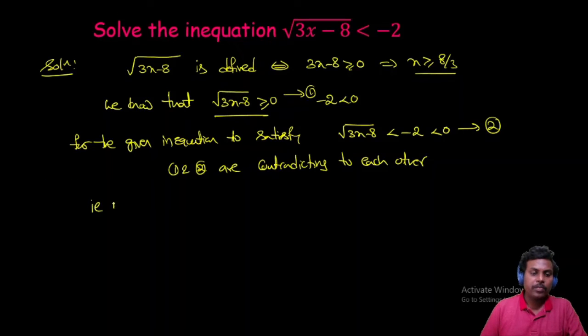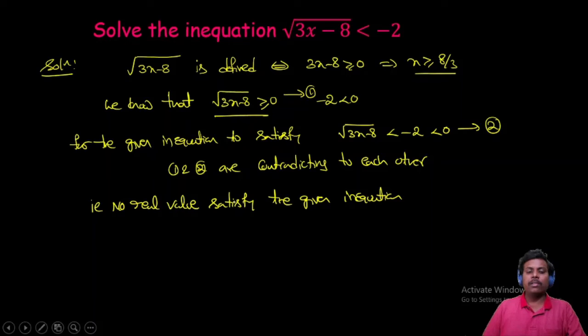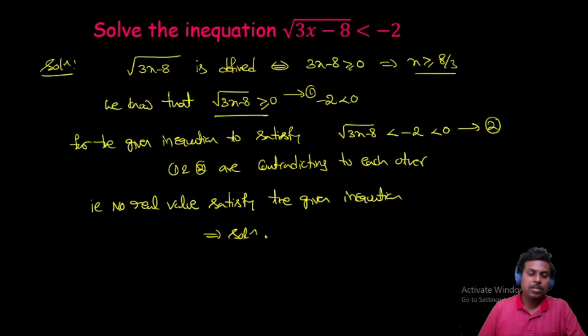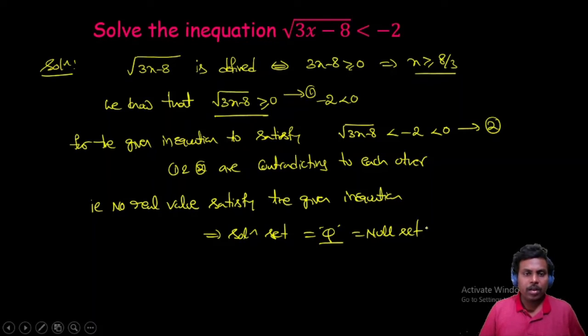That means no real value satisfies the given inequation. So no real value satisfies the given inequation means what is the solution set? So the solution set is equal to phi. That is the null set actually. Okay. Now let us solve one more miscellaneous problem.